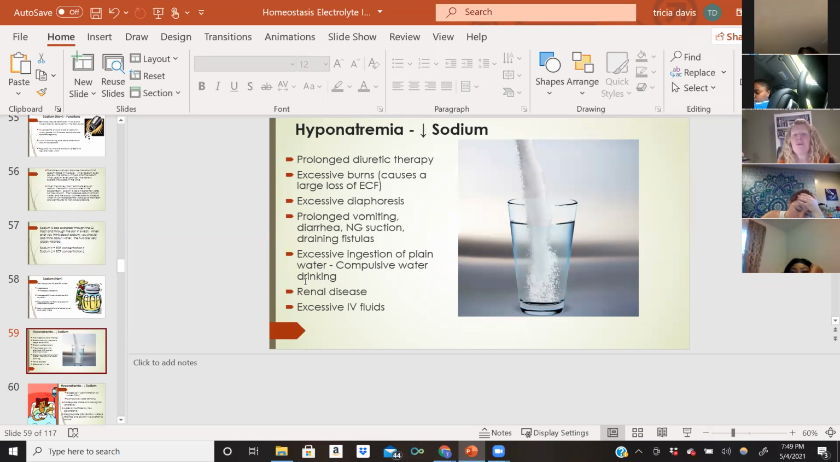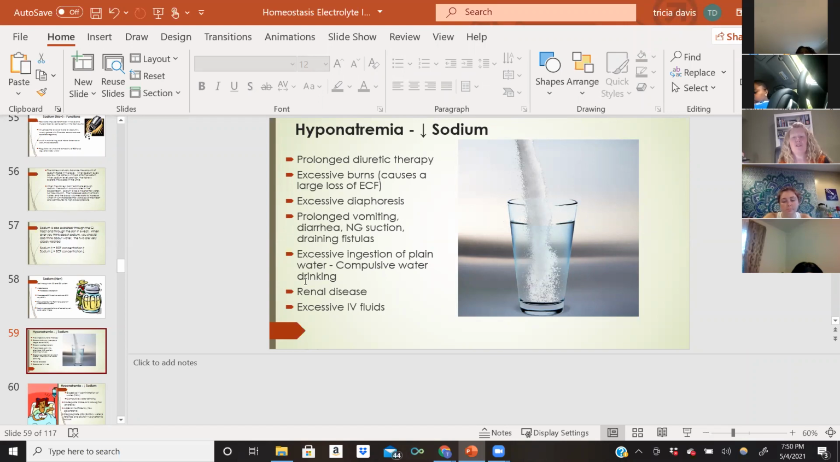Excessive burns. Whenever a patient has burns across their body, it's going to cause a large loss of extracellular fluid. So if our sodium is in our extracellular fluid and we have burns, we're going to lose a lot of that sodium. Patients that have excessive diaphoresis, so sweating, prolonged vomiting, diarrhea, NG suctioning, draining fistulas, excessive ingestion of plain water, so compulsive water drinking.